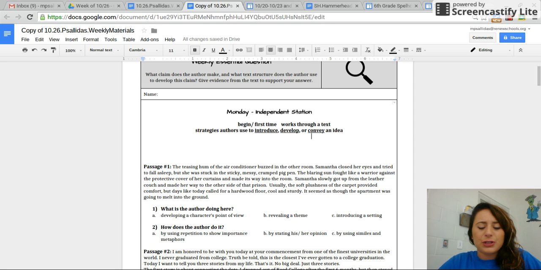And then convey is just really when something is shown. So whenever something is introduced or developed, it's being conveyed. Make sure that you annotate for those three things and pause when you are done.